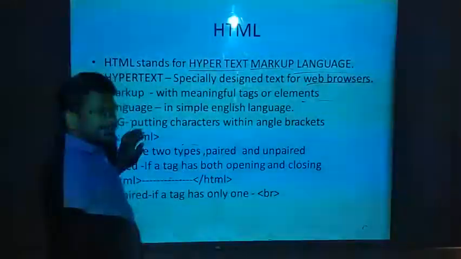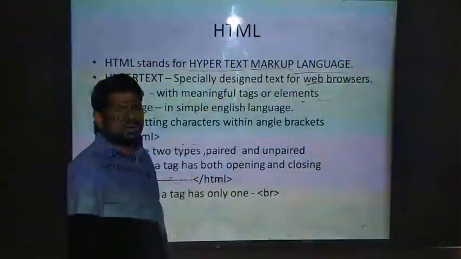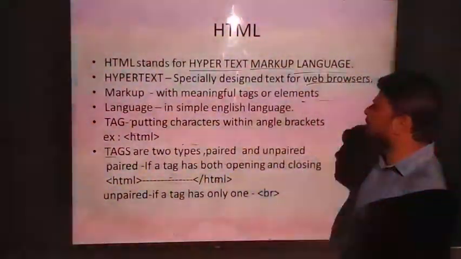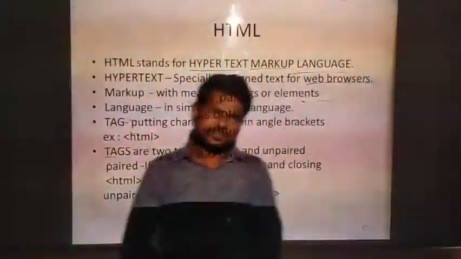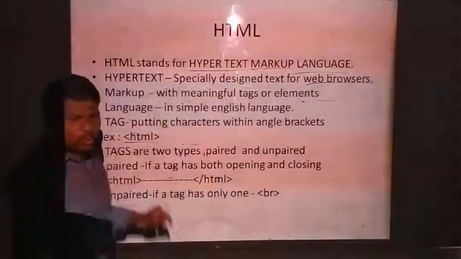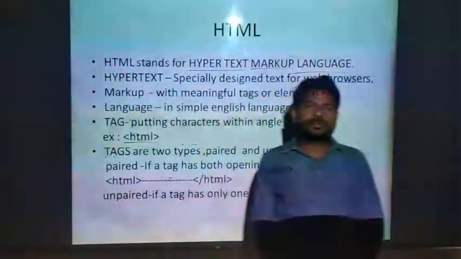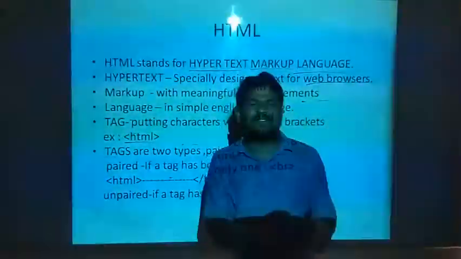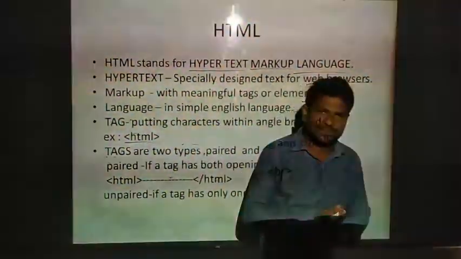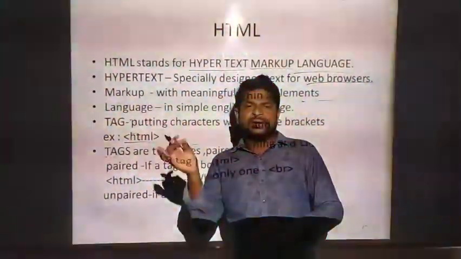Now let us know what a tag is. Putting characters within angle brackets is a tag. Characters means any alphabet from A to Z. You can see the example of a tag here. Tags are of two types: paired tag and unpaired tag. A paired tag has both an opening tag and a closing tag. An unpaired tag does not have a closing tag.